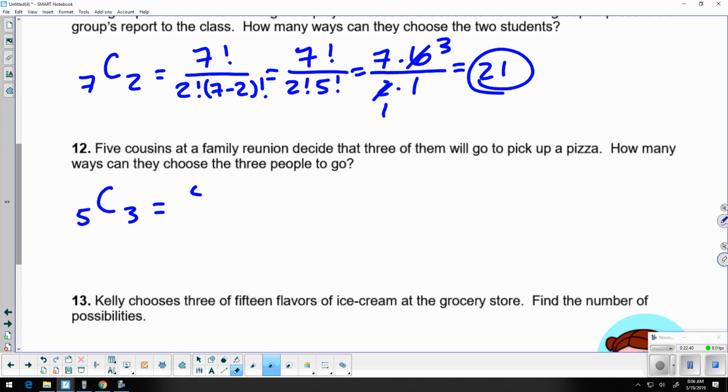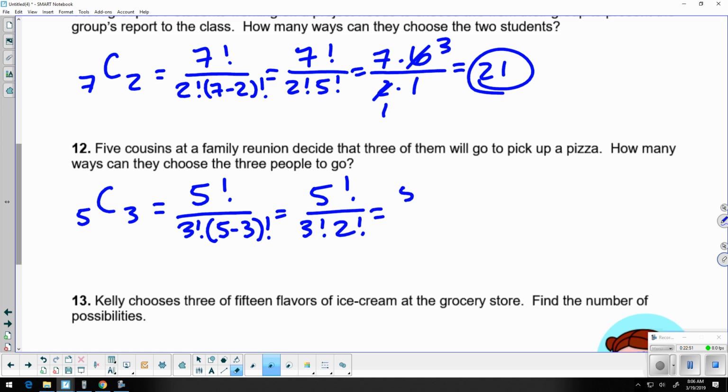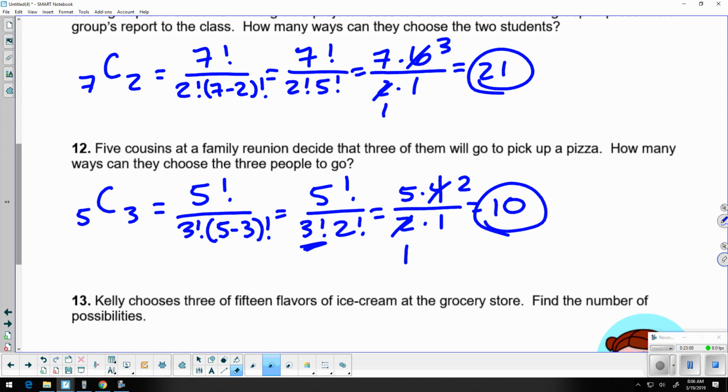Okay, so plugging this all in. 5 factorial over 3 factorial, and then we got 5 minus 3 factorial. So 5 factorial over 3 factorial, 2 factorial. So I'm going to list out 5 times 4, because again, I know from 3 on it's just going to cancel with 3 factorial. So I'm just going to list out the smaller one, which is 2 factorial, reducing this down a little bit. So there's 10 different ways that we can choose 3 cousins to go out of the 5 to go pick up the pizza.